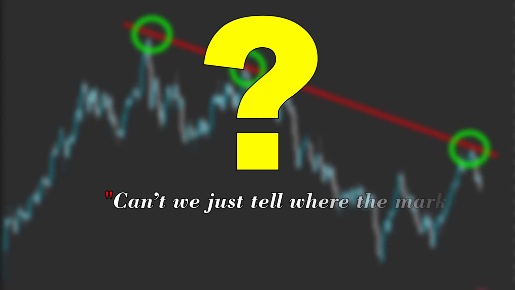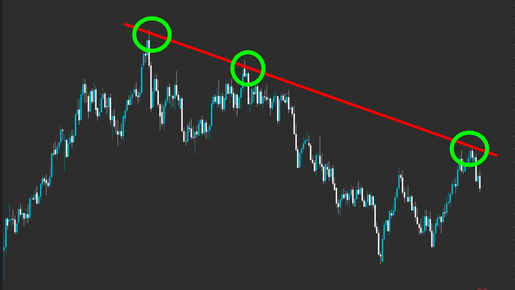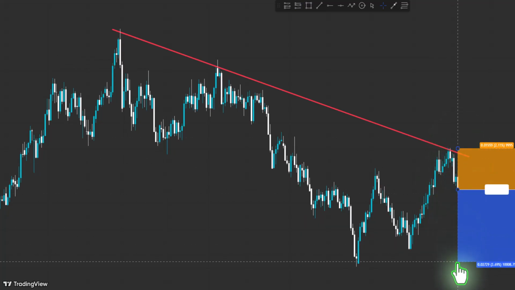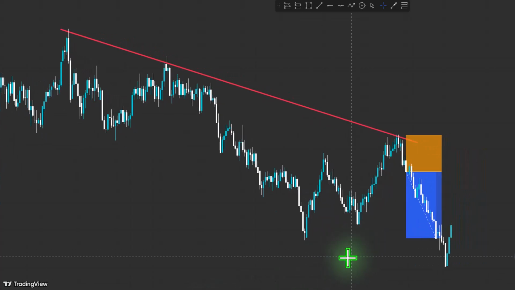You might be wondering, can't we just tell where the market is going by looking at the chart? Why do we even need trend lines? The answer is simple. Trend lines do more than just reveal the trend. They also help us identify trade setups that we might otherwise miss if we were analyzing the chart with the naked eye.